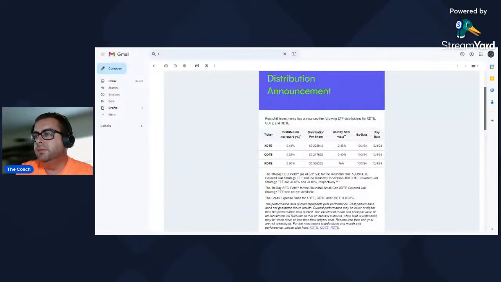So for XDTE, we got 23 cents. For QDTE, we got about 22 cents. And for RDTE, we continued to impress. We got almost 39 cents for the 3 of those. So let's plug and play into our spreadsheet. Keep in mind, I have another one I'm doing now for the YMAX and YMAG. So we're going to start to have a lot of tabs on our spreadsheet.